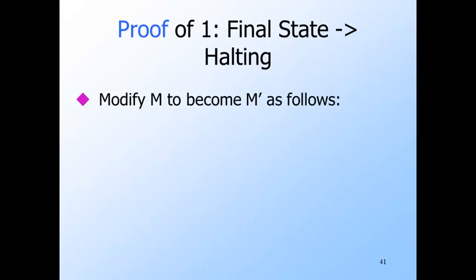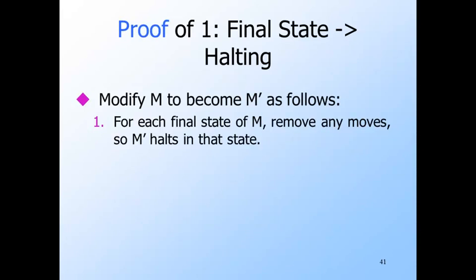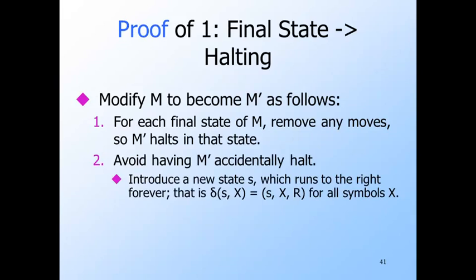Given a Turing machine M, we're going to modify M into a new Turing machine M prime. The language M accepts by final state, M prime will accept by halting. We can easily make the final states of M be halting states by removing the rule for delta of Q and X whenever Q is a final state. But we have to protect against the possibility that M halts without accepting, because M prime would then accidentally accept.